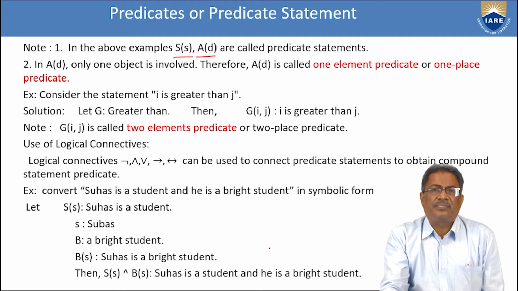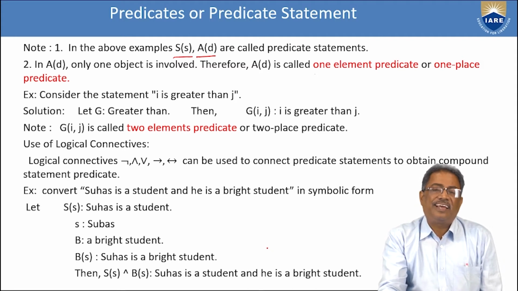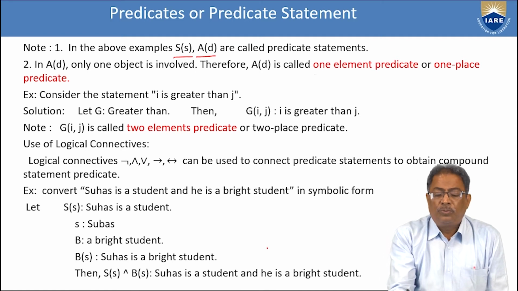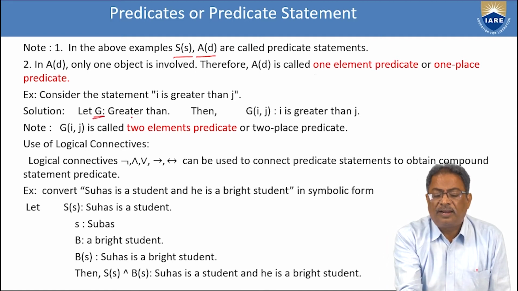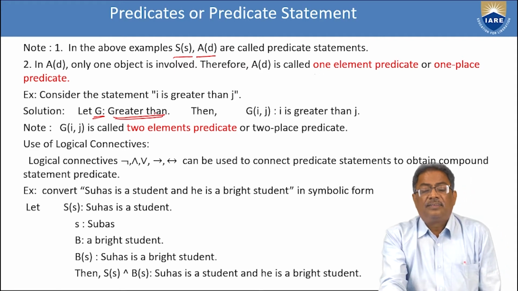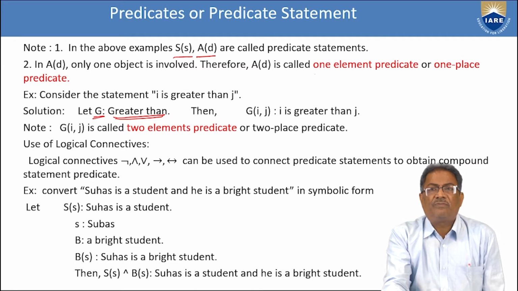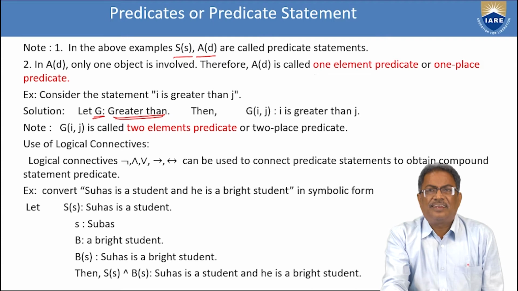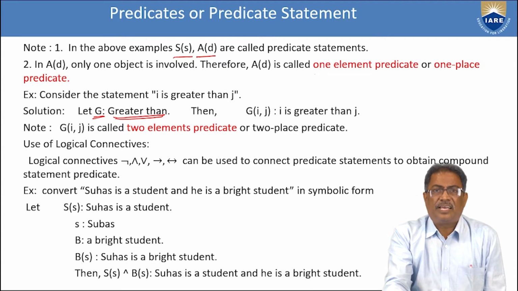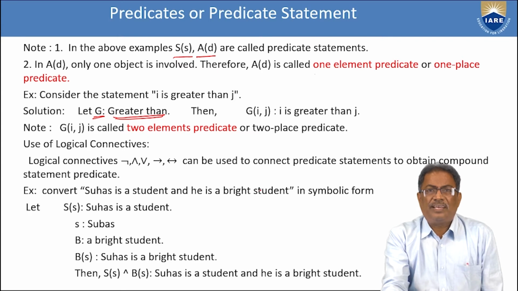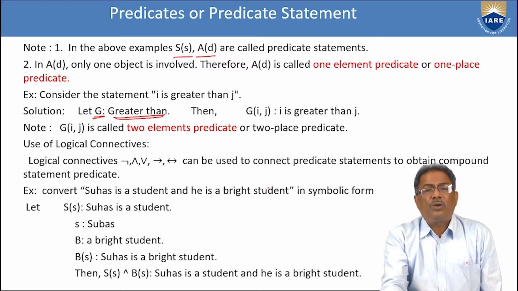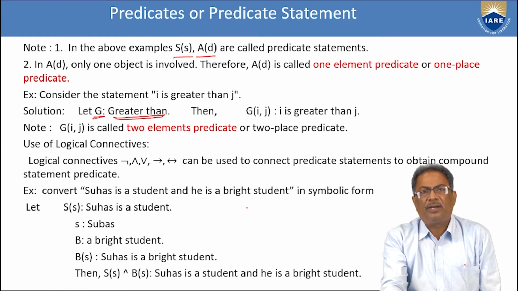Let us first consider the statement i is greater than j. Here, greater than is the predicate, and we write g of i comma j. So i is greater than j. Now g of i comma j is called a two place predicate. Now we are going to combine one element or two element predicates by using logical connectives.